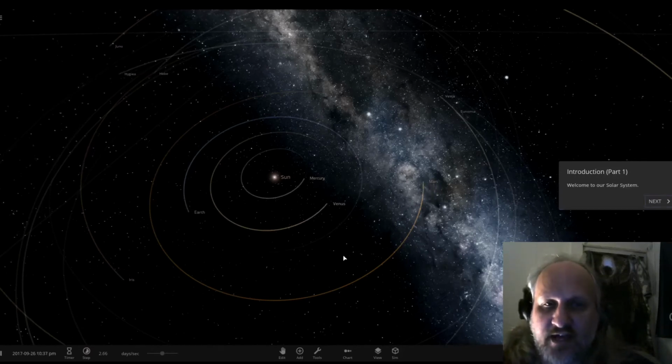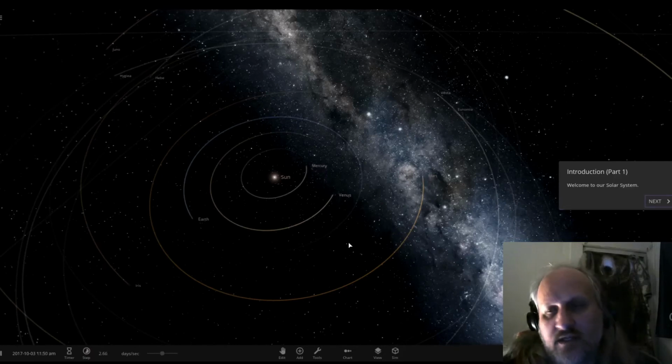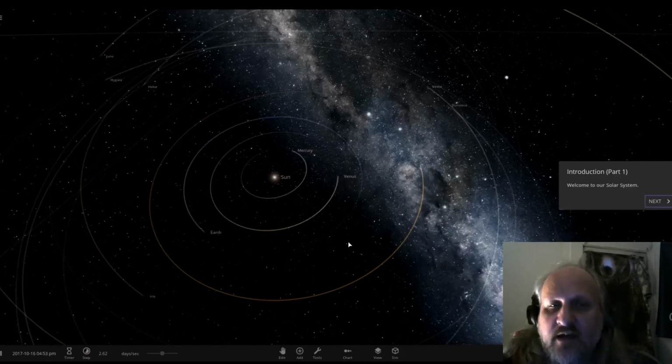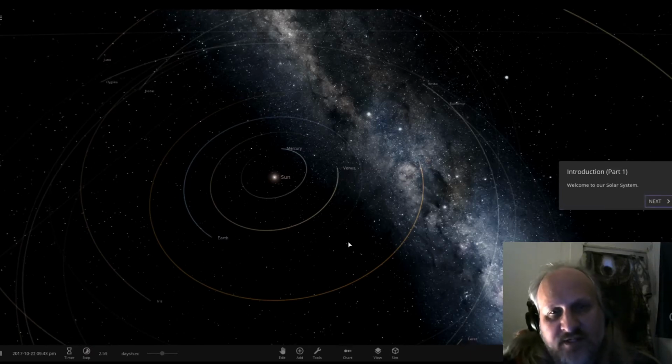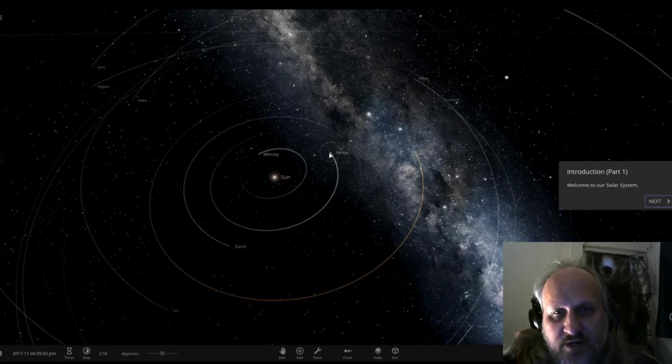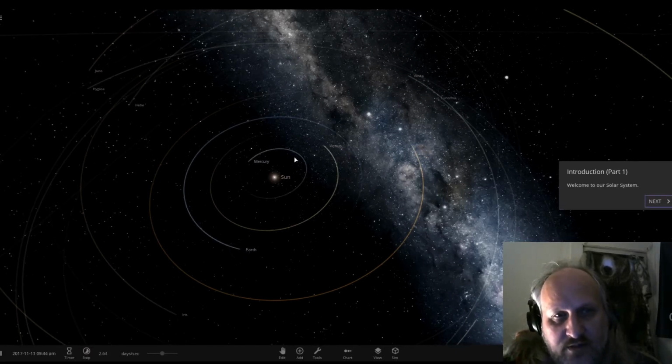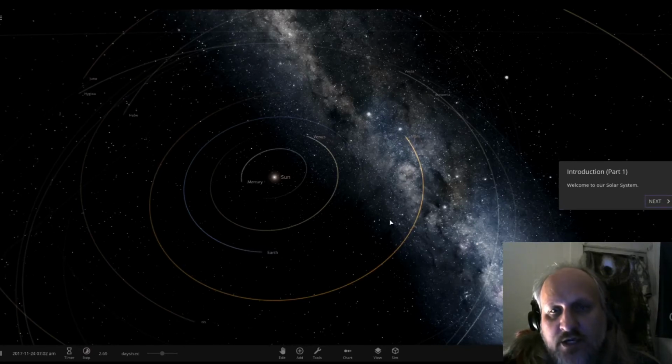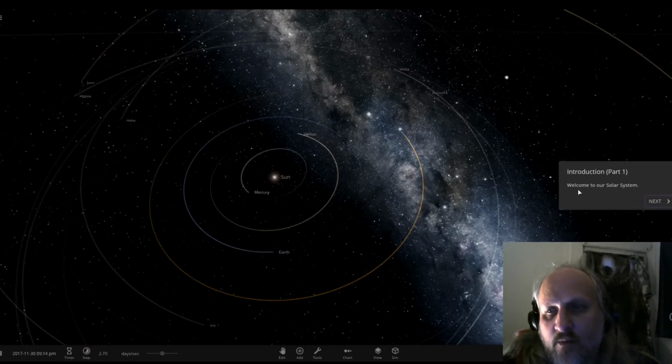So this is another game all about space. This is called Universe Sandbox. And you can do a lot of really interesting things with this. But like I said, I wanted to show you how important the sun is to our solar system. There's the sun right there. There's Mercury, Venus, Earth. Mars is here somewhere. Mars. So it says here, welcome to our solar system. So I'm going to click next.